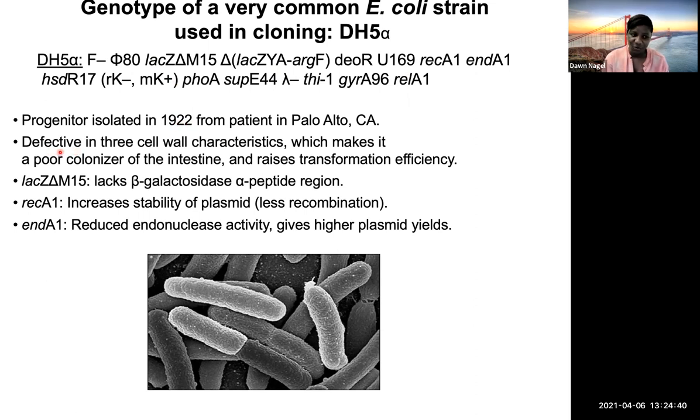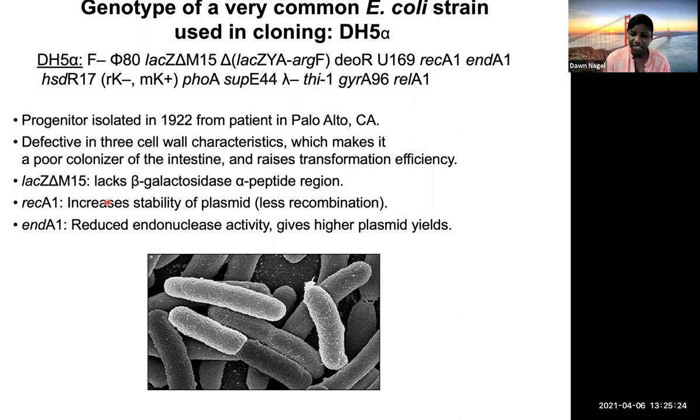We have created mutations for some of the cell wall genes, which makes it not able to colonize the intestines anymore, because that's what normally happens if you get a bacterial infection or food illness: it colonizes your intestines. So we modified it so this does not happen. It also raises the transformation efficiency so it can be easily transformed, because the cell wall is more easily susceptible to that. And then there's a variety of modifications, one of them being this LAC-Z gene. We modified it so we can use it as a screening marker. So that's the reason.